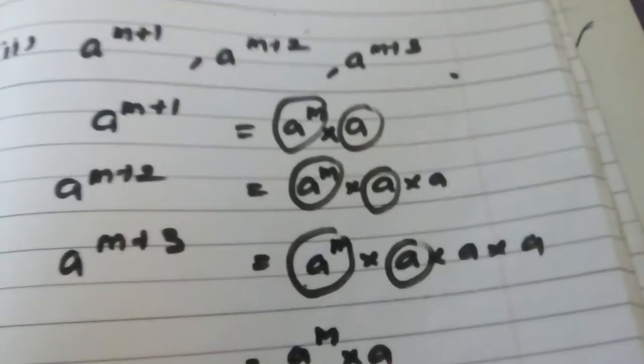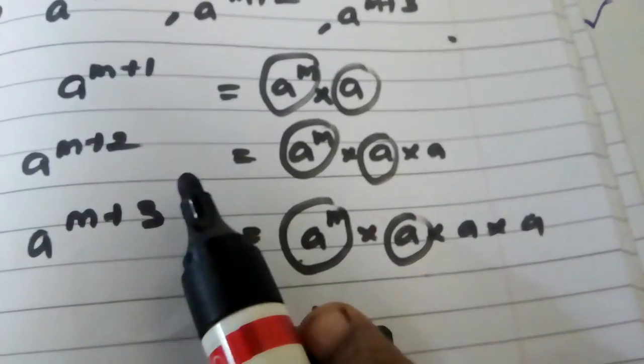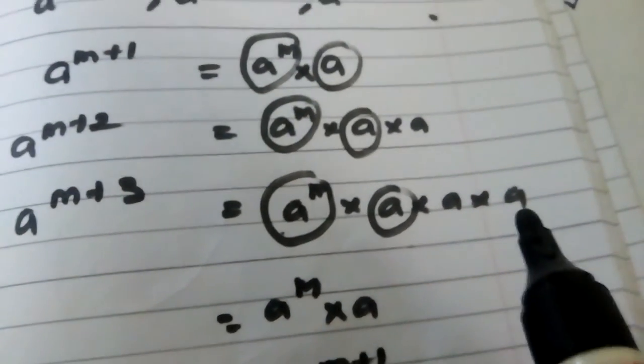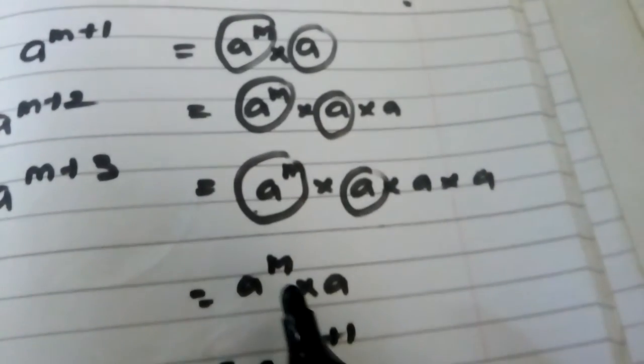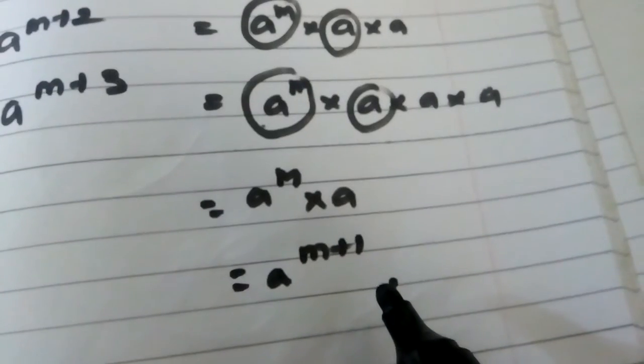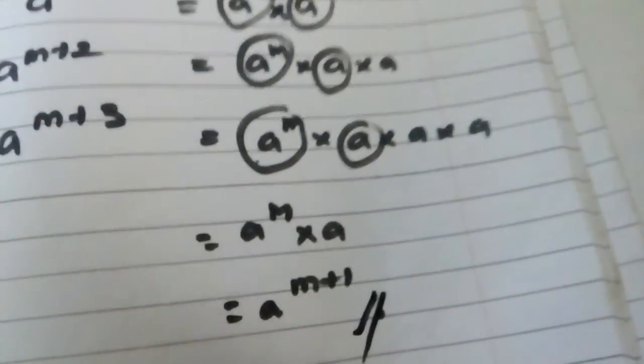So by using that, I am getting a power m into a, a power m into a squared, and a power m into a cube. Then what you can do here is take the common factor. So a power m, and then only one a is common. So a power m plus 1. This will be the answer for this question. It's clear? Thank you.